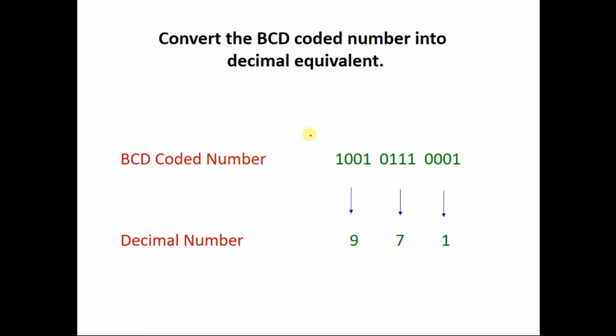Now we will study how to convert a BCD number into a decimal number. Let us see, this is some BCD number, 100101110001. We have to convert it into a decimal number. First of all, we will make groups of 4. Each group of 4 will represent one decimal digit, like 0001 represents 1, 0111 represents 7 and 1001 represents 9.